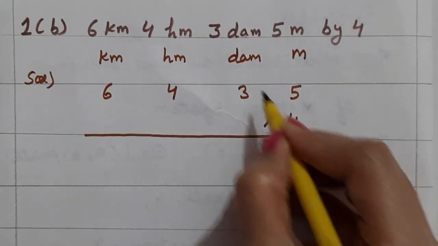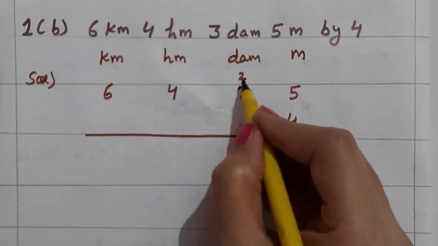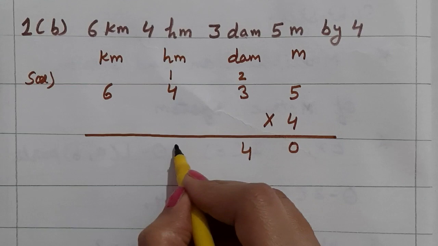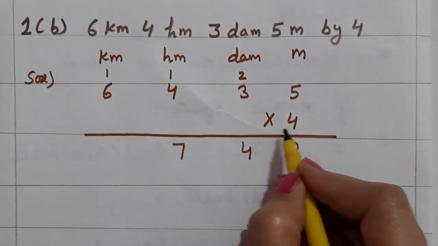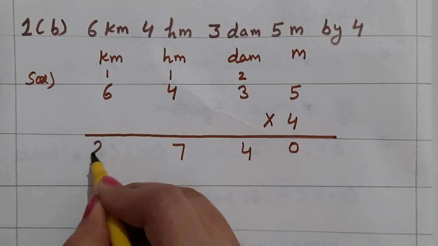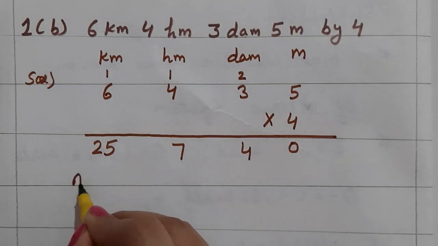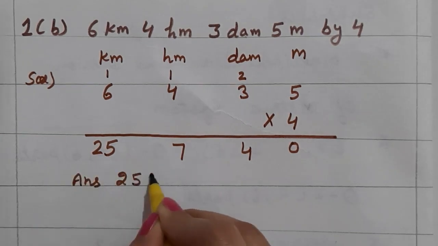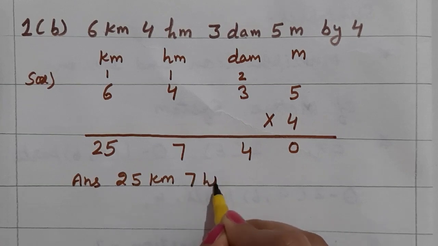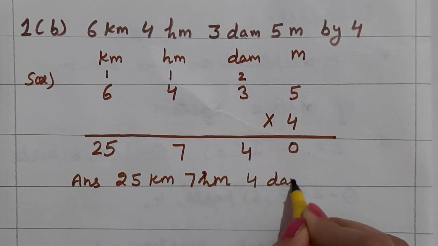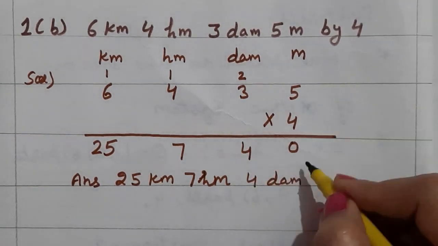4 5s are 20. 0. 2 will be carry. 4 3s are 12. 12 plus 2, 14. 4, 1 carry. 4 4s are 16 plus 1, 17. 7, 1 carry. 4 6s are 24. 24 plus 1, 25. 25 will be written below kilometer. So our answer will become 25 kilometer, 7 hectometer, 4 decameter and meter is 0. No need to write down. In this way you can do all the parts of multiplication.